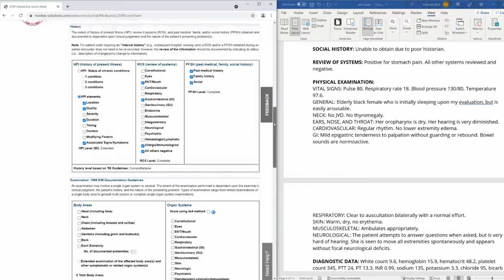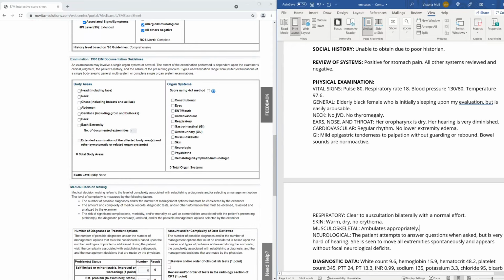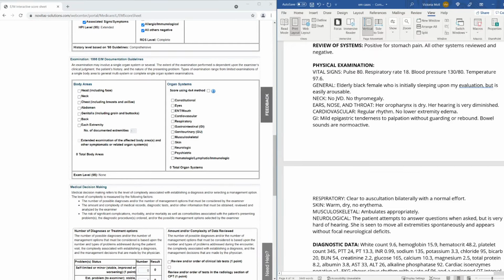And now let's move down to our exam. So on our exam now, we have here vitals, so that's our constitutional. And we also have general, which is still constitutional: elderly black female, initially sleeping upon my evaluation, but is easily arousable. We have the neck, so no JVD, no thyromegaly. Ears, nose, and throat, oropharynx is dry. Her hearing is very diminished, okay?